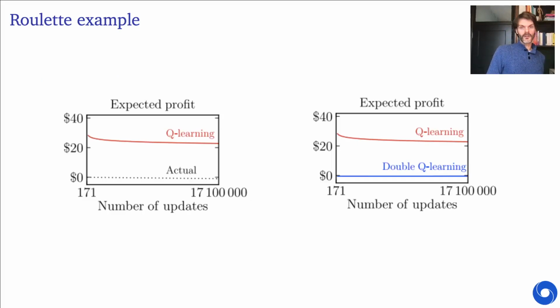So obviously we can apply this to the roulette example that we've seen before, and we find that indeed it does much, much better. By decoupling the selection and the evaluation, we see that it's much more accurate in its value estimates, and indeed this also means that the optimal thing to do according to the estimates learned by double Q-learning is to walk away from the table.